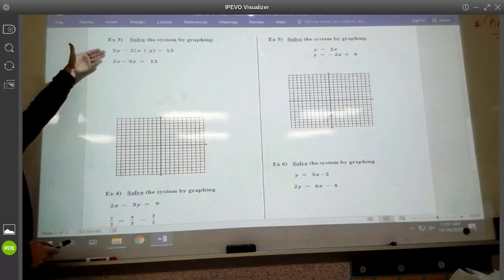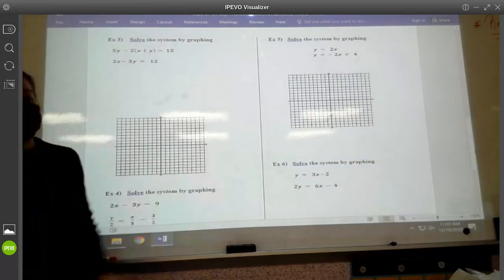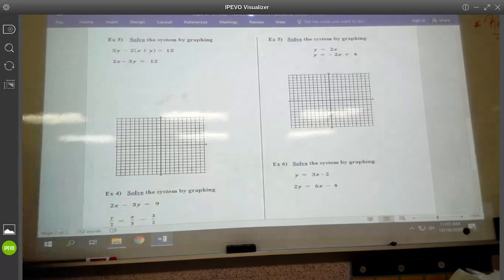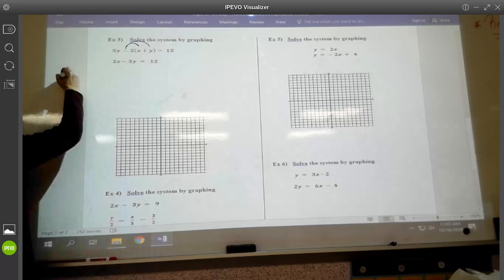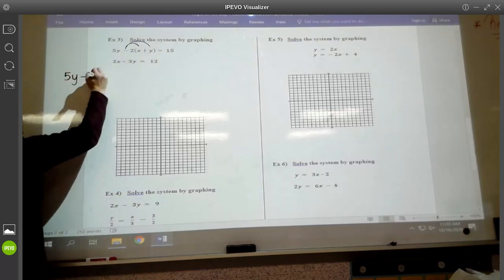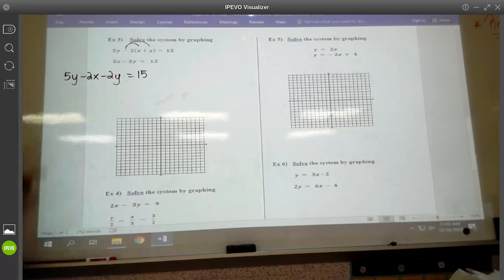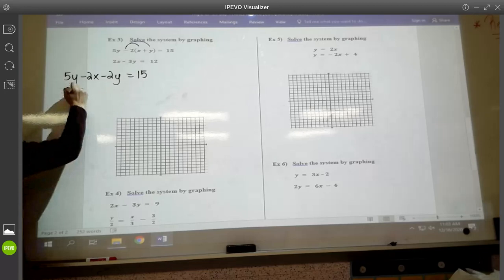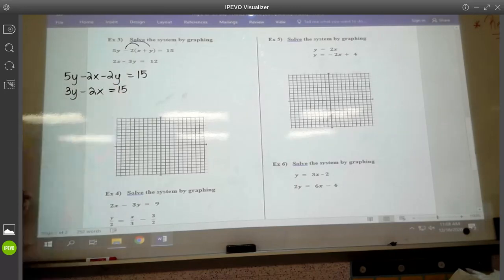This one, we gotta solve this by graphing, right? So guys, we're in Algebra 2 now. They're gonna give us all kinds of things that we have to do to get y by itself, but we're fine. We're gonna distribute the -2. We're gonna get 5y minus 2x minus 2y equals 15. I got like terms. 5y take away 2y is 3y minus 2x equals 15.